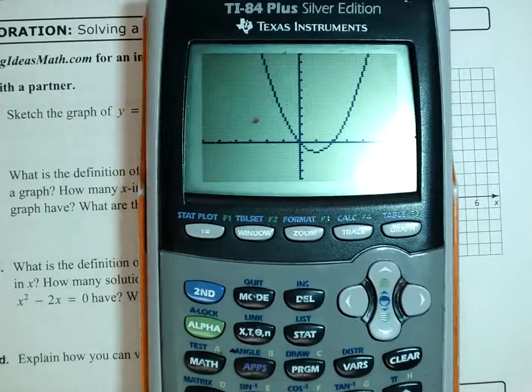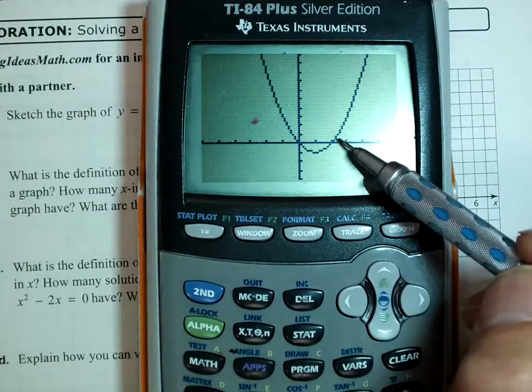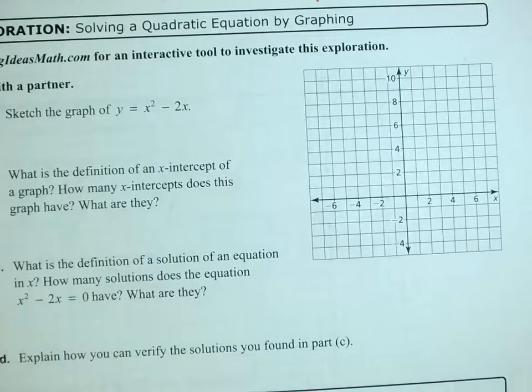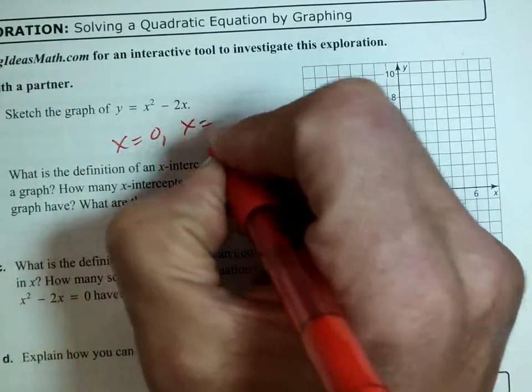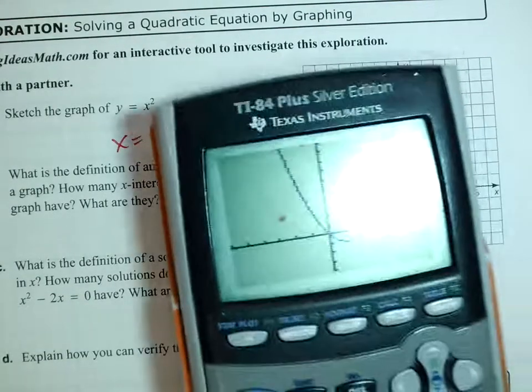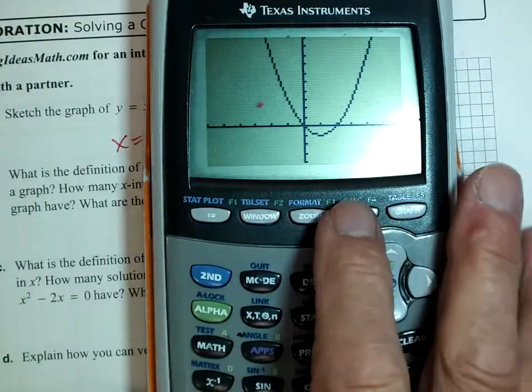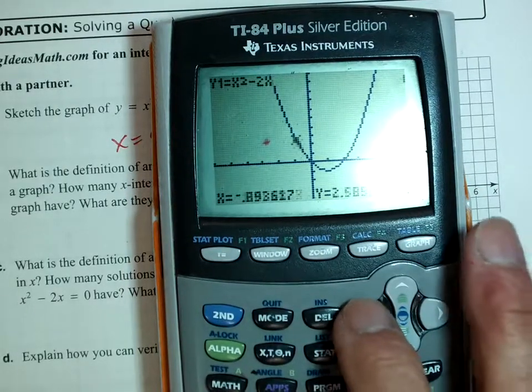Well, if I'm looking for the zeros, they are where it crosses the x-axis, right? So it sure looks like it's at 0 and 2, correct? So I'm thinking, all right, the answer is x equals 0 and x equals 2. That might be true. I can use a trace button. We've got a button called a trace button, and I can move my cursor so that it's at that spot.